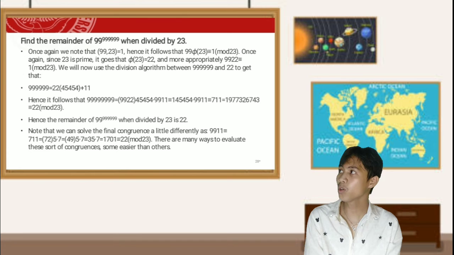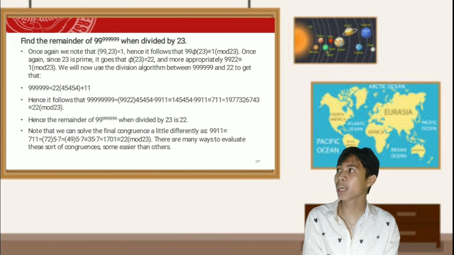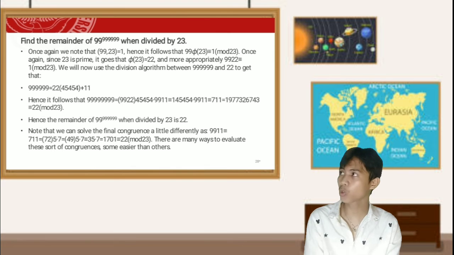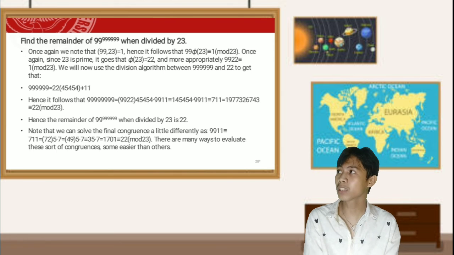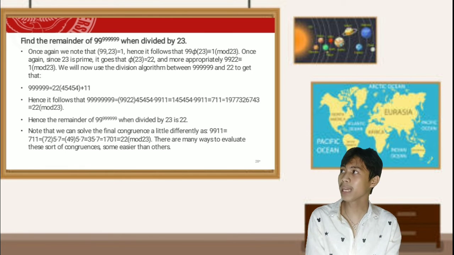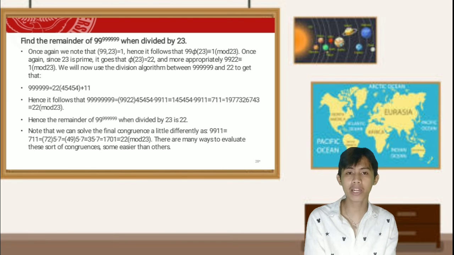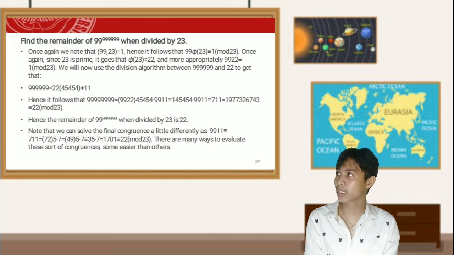Hence, it follows that 99 to the power of 9,999,999 is equal to 99 to the power of 22 times 454,545 times 99 to the power of 9, which is congruent to 99 to the power of 9, congruent to 7 to the power of 9, which is equal to 1,977,326,743, congruent to 22 mod 23. Hence, the remainder of 99 to the power of 9,999,999 when divided by 23 is 22.